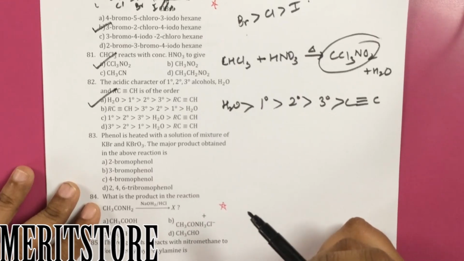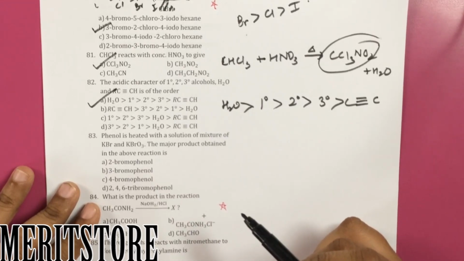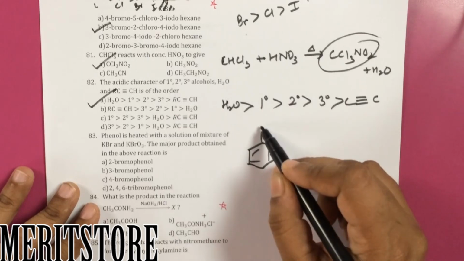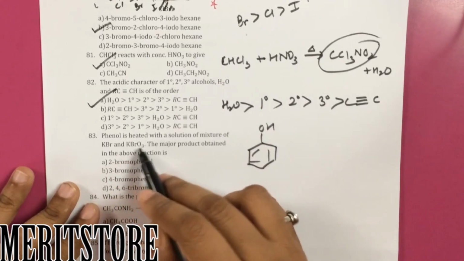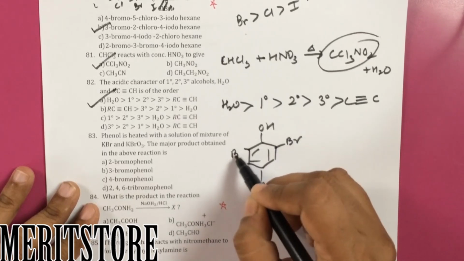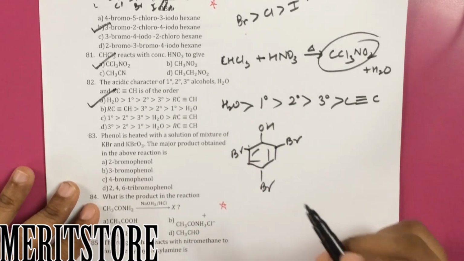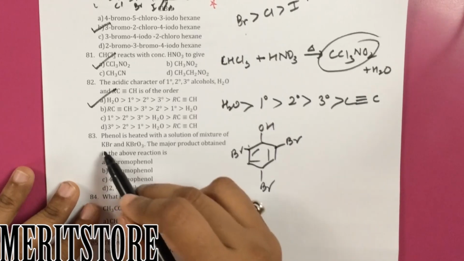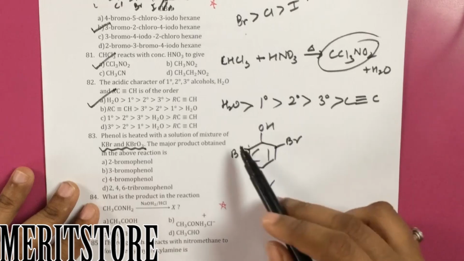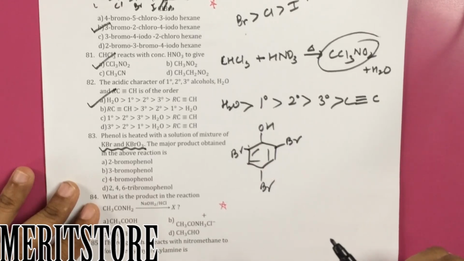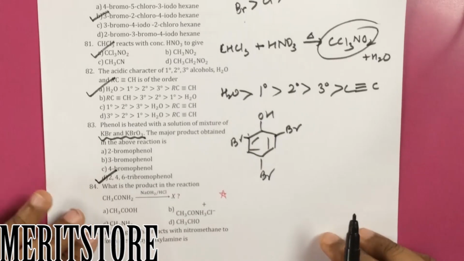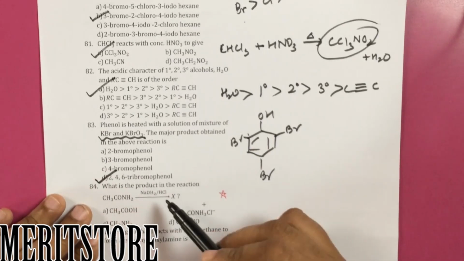Question number 83. Phenol is heated with a solution of a mixture of KBr and KBrO3. Phenol on reaction with the mixture will liberate bromine, and that bromine gives substitution at the ortho and para positions. This particular mixture liberates bromine due to a redox reaction, and that bromine reacts with the phenol to give the tribromo derivative. So option D.